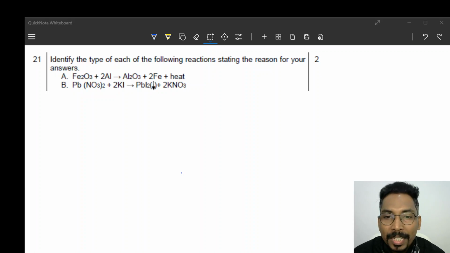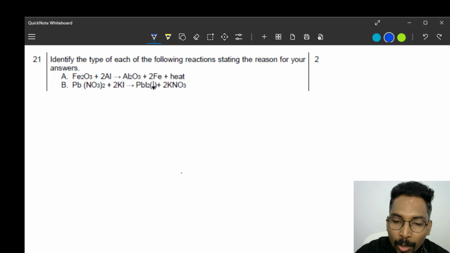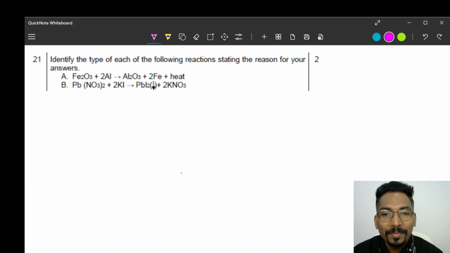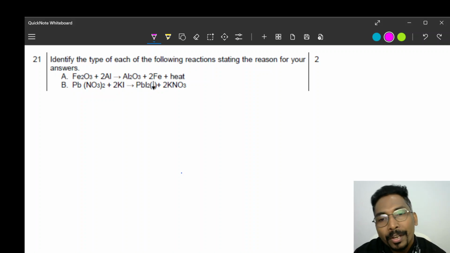So question number 21 of section B. It's regarding chemical equations. I hope all of you are clear with all the concepts of all chapters. First one: identify the type of each of the following reactions, stating the reason for your answers. So two reactions are given here. You have to identify the type of reaction and you have to give the reason.